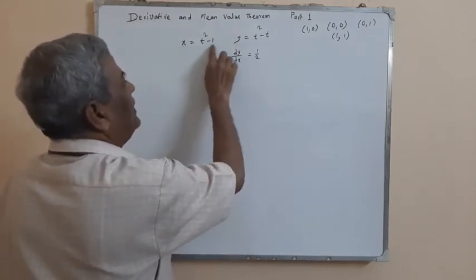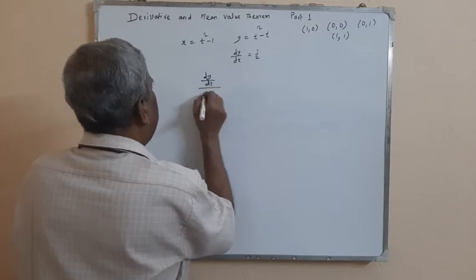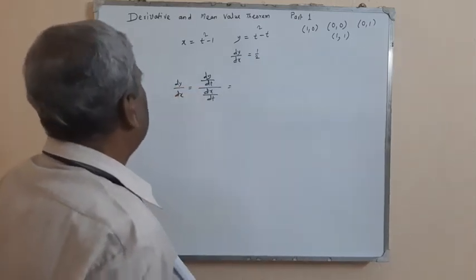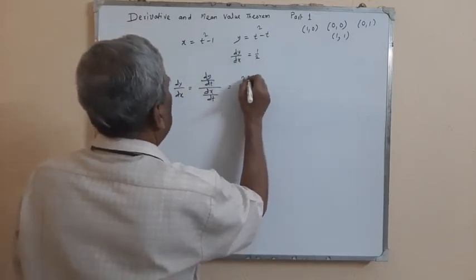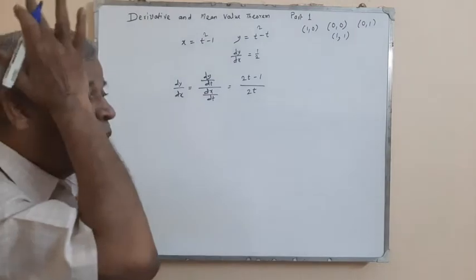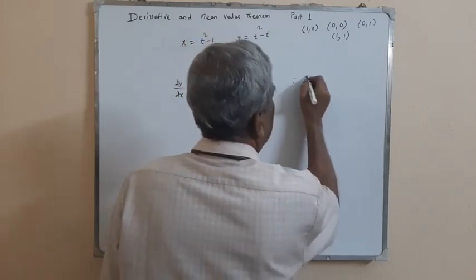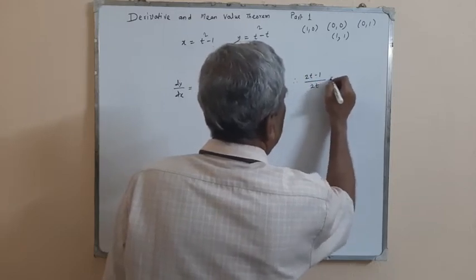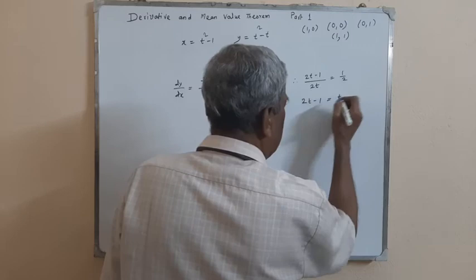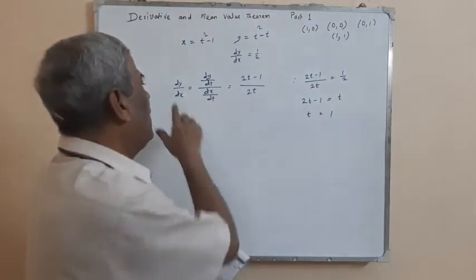Because it is a parametric function, dy/dx can be obtained from dy/dt and dx/dt. dy/dt can be obtained very easily: it is 2t minus 1, and dx/dt is 2t. Now the problem becomes extremely simple. Given that dy/dx is equal to half, we have (2t minus 1) by 2t is equal to half. Half cancels, so 2t minus 1 is equal to t. So t is equal to 1. So if t is equal to 1, then dy/dx is equal to half.